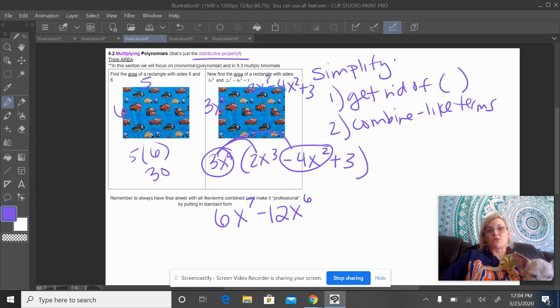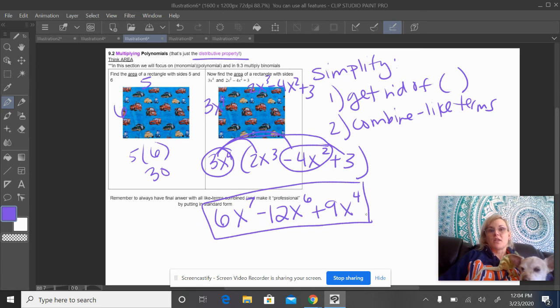Okay, and then I do 3x to the power of 4 times 3. 3 times 3 is 9. And this gets brought along for the ride. So I'm going to check, make sure there's nothing I can combine. Nope, no like terms. It's also in standard form. So I want to have like terms combined, and let's make it professional. Let's put it in standard form.